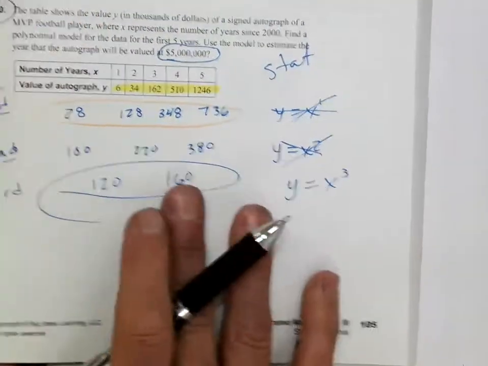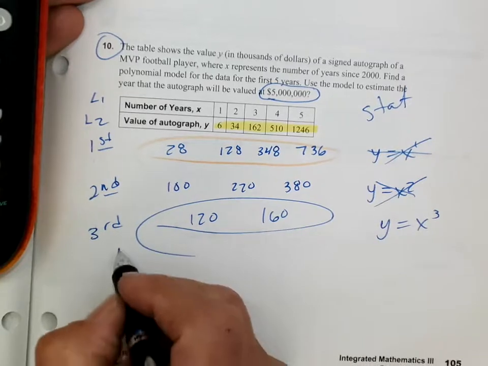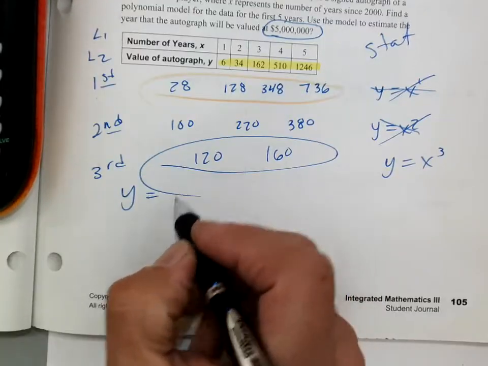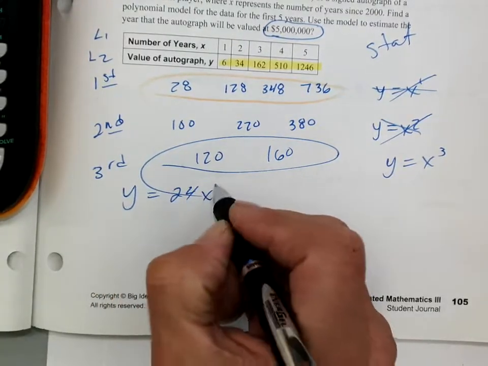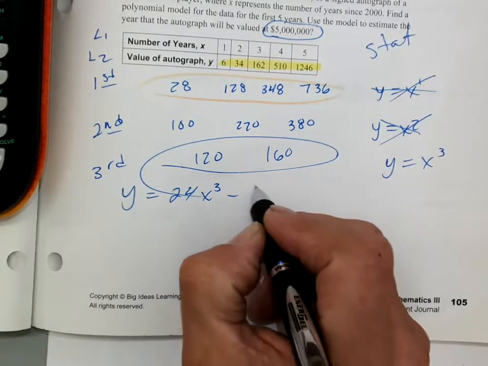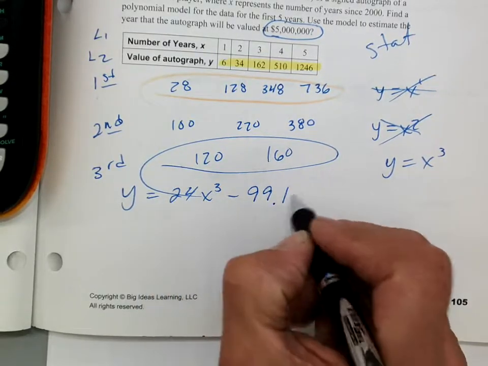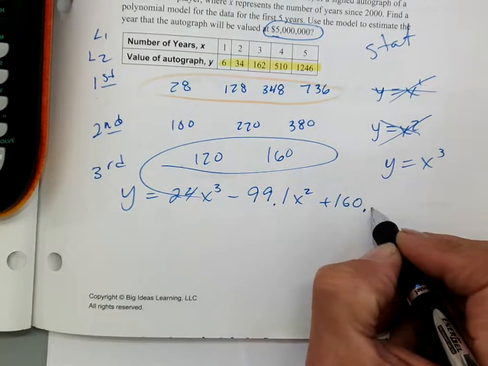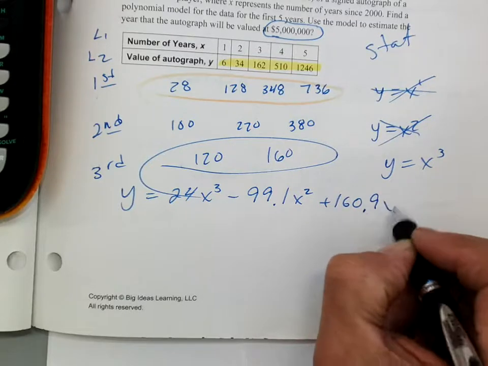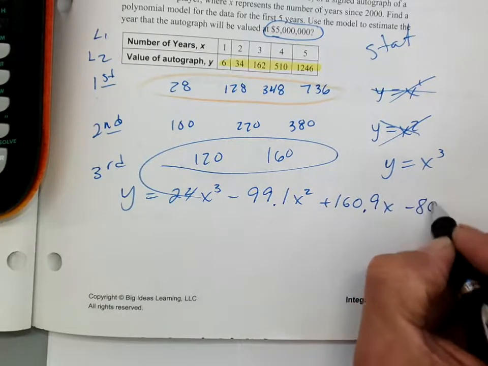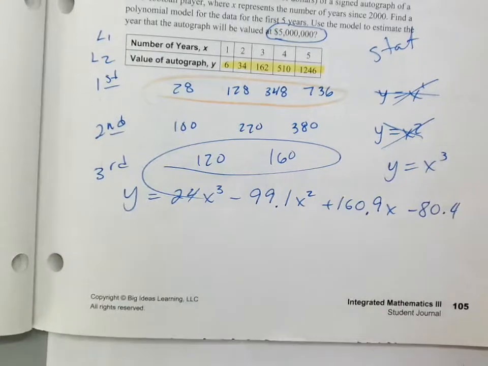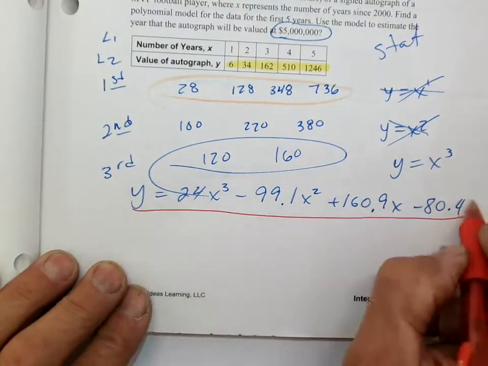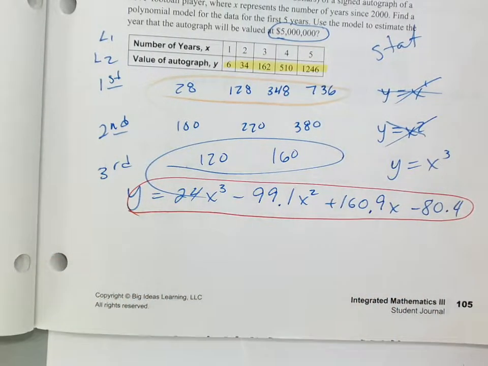So here's my answer for this equation. It's got to be y equals 24x cubed minus 99.1x squared plus 160.9x minus 80.4. Okay, that's going to be the equation I use, where x represents years and y represents the value. Now, these are in terms of thousands of dollars, right?